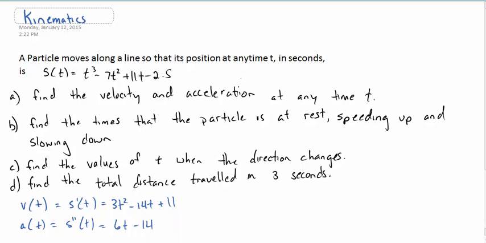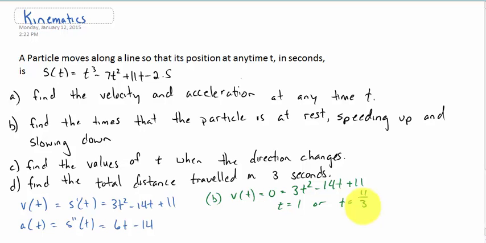So for part B, how do we know when the particle is at rest? Well, that's when the velocity is 0. Okay, so let's take v of t and set it equal to 0. And we have this quadratic. And you know what? I'm going to assume for a minute that you all know how to solve quadratic equations and know that you can get to t equals 1 or t equals 11 over 3. So this is where the particle is at rest.